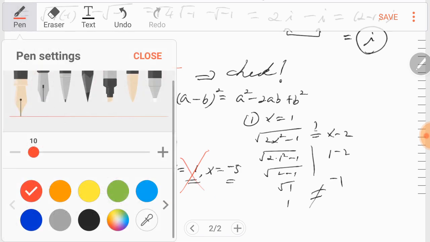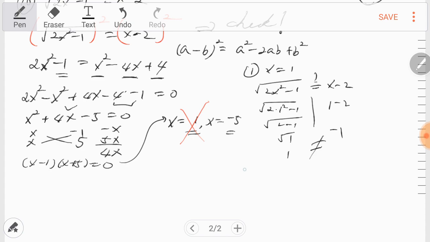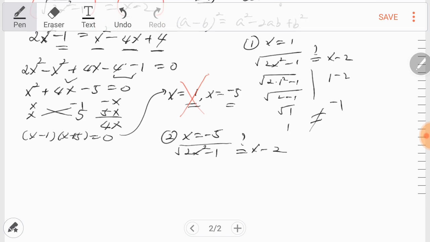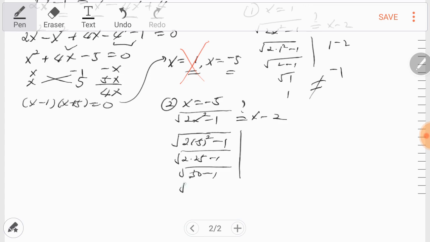How about, let's try x equals negative 5. Is the square root of 2x squared minus 1 equal to x minus 2? Let's check it out. So x is negative 5. So 2 times negative 5 squared minus 1. The square root of 2 times 25 minus 1 is 50 minus 1. Square root of 49 is 7. On the right side, x is negative 5, so negative 5 minus 2 is equal to negative 7. Then 7 is not equal to negative 7.